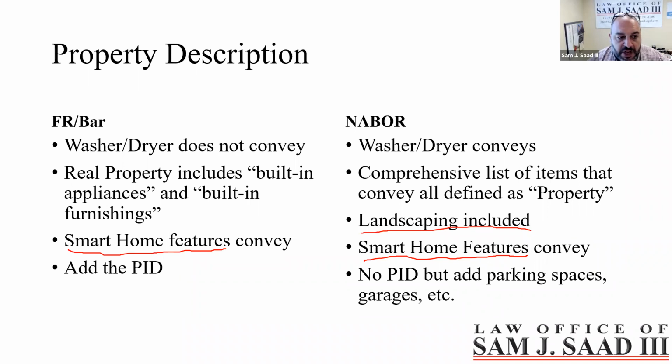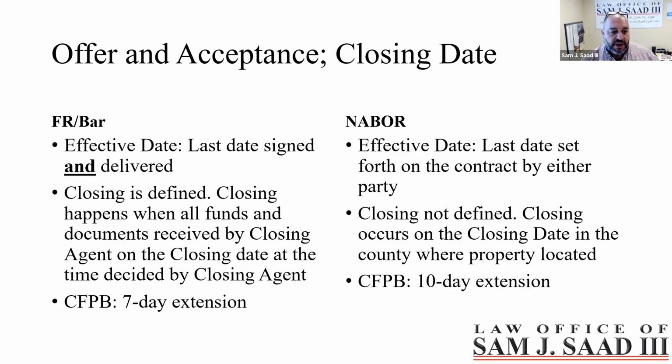Okay, let's talk about the offer and acceptance. This is very important when you're calculating your days for inspections. The FAR/BAR specifically says that the effective date is the last date signed and delivered, whereas the NABOR says that the effective date is the last date set forth on the contract next to either party's signature. So you get into how many days do I have for inspections?